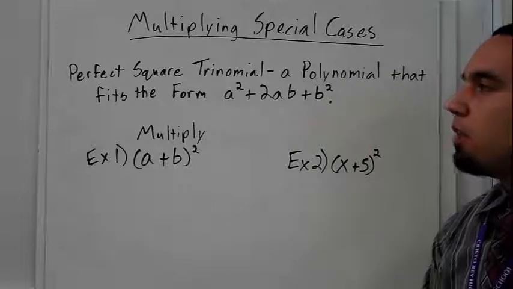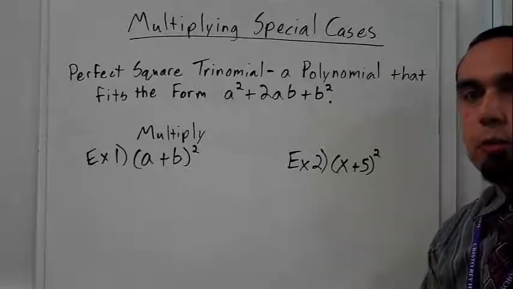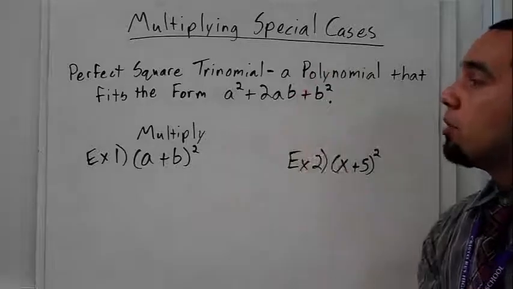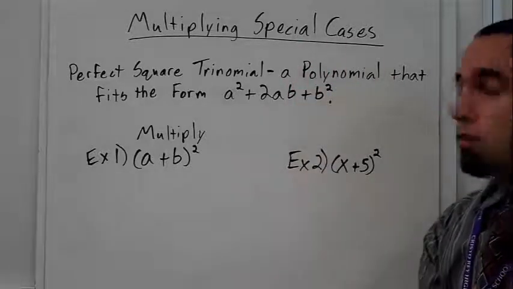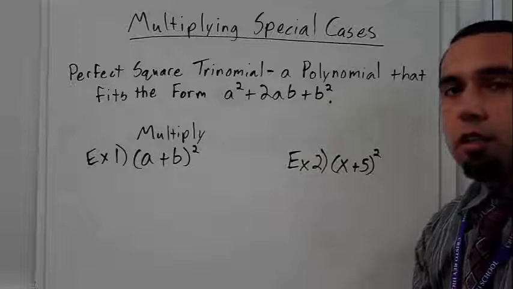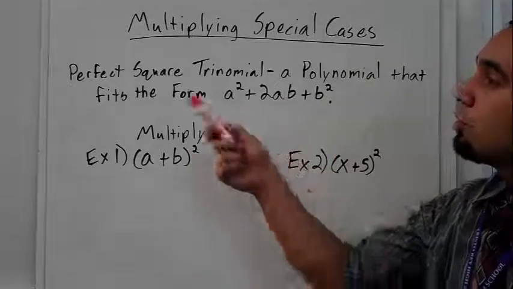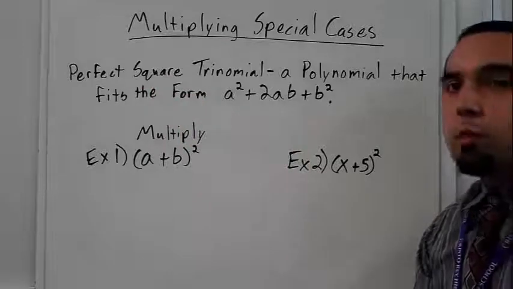So yesterday in class we learned how to multiply using the box method and the FOIL. But today we're going to multiply special cases. Okay, so we're still multiplying polynomials, but we're going to be multiplying some special ones. And this is our first one. It's called a perfect square trinomial.